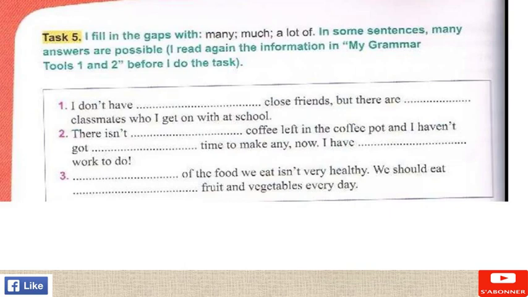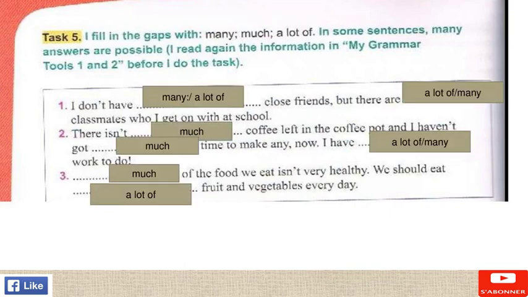كما قلت لكم باش نختار الكلمة الصحيحة لازم نحدد ما إذا كانت الكلمة countable or uncountable. I don't have many or a lot of close friends. Close friends are countable nouns. But there are a lot of or many classmates. So classmates is countable. There isn't much coffee. Coffee is uncountable. Left in the coffee pot.